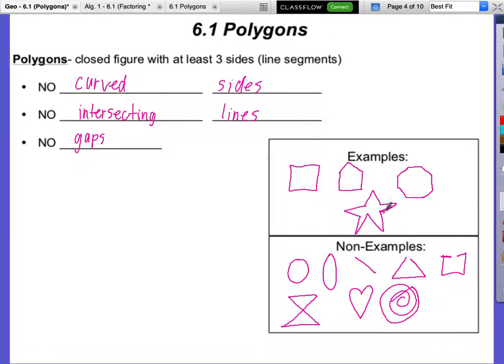So this star works. What if I drew a star like this? It doesn't work if it intersects, right? What if you draw that then color it in? What if I erase the line? Okay. That's what I do usually.